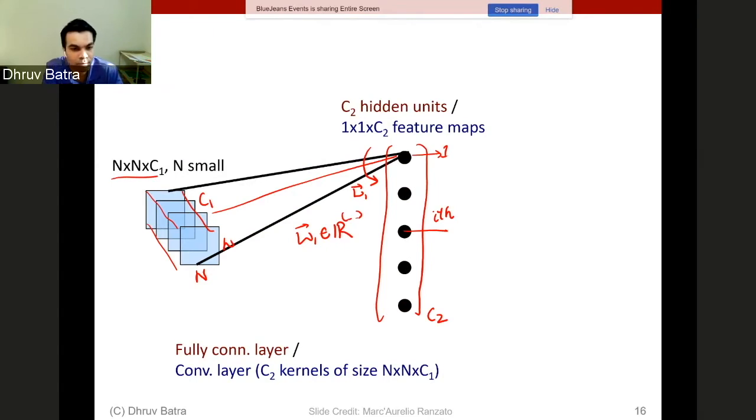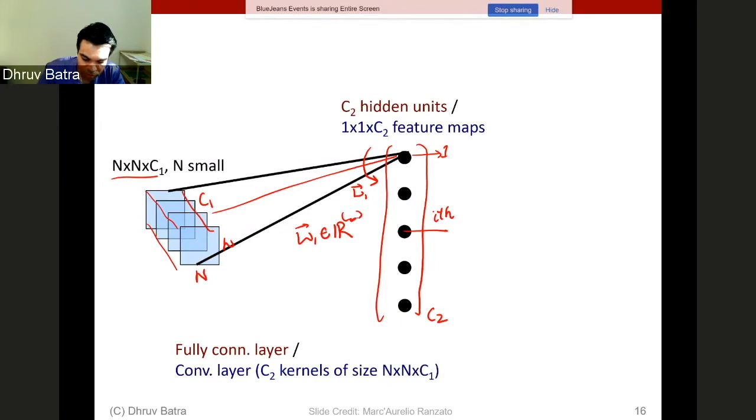And people can answer in the chat. This is an easy question. W1 has the size or dimensionality same as the input. And so what is that number that we're looking at? Come on, folks. Easy question. What is the dimensionality of W1? Which is, yep, n square C1. Thank you. N square C1. Yep.